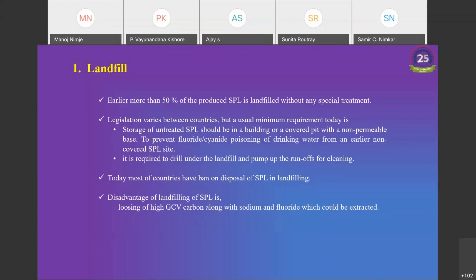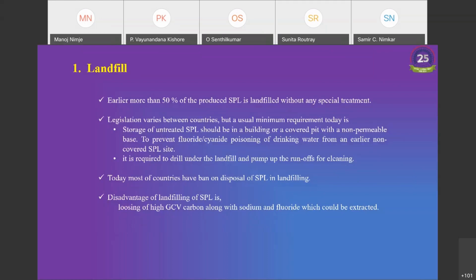Different countries have different rules for landfilling of SPL, but the minimum requirement today is that the storage of untreated SPL should be in a building or a covered pit with a non-permeable base to prevent the fluoride and cyanide poisoning of drinking water from an earlier non-covered SPL site. It is also required to drill under the landfill and pump up the runoff waters for cleaning purposes.